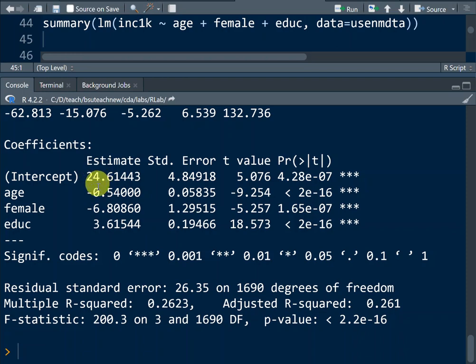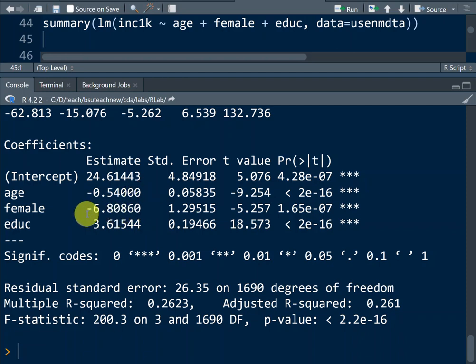And so for interpretation of the coefficients, let's begin with the intercept. The intercept is equal to 24.61443. What is the substantive meaning of this intercept? Well, we say while holding all covariates to be zero. So when all the covariates are zero, we would expect the Y, which is income measured in $1,000, to be predicted at $24.61443 thousand. So in this case, this is the interpretation for the intercept.